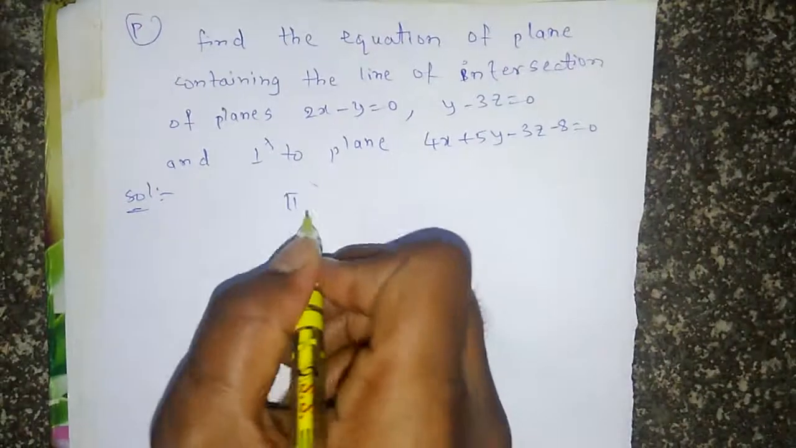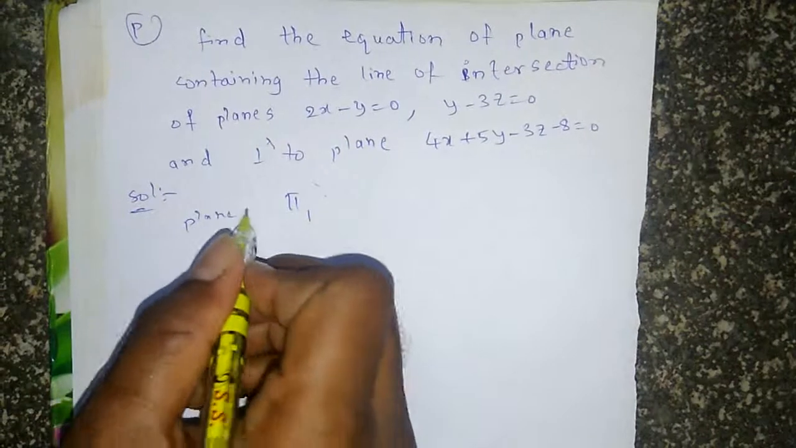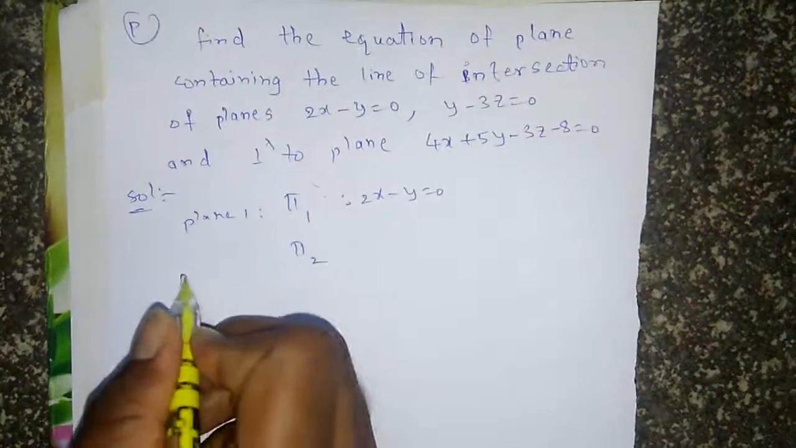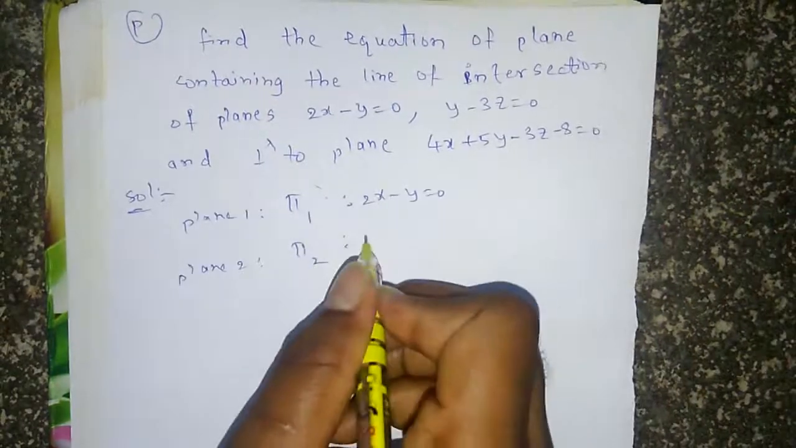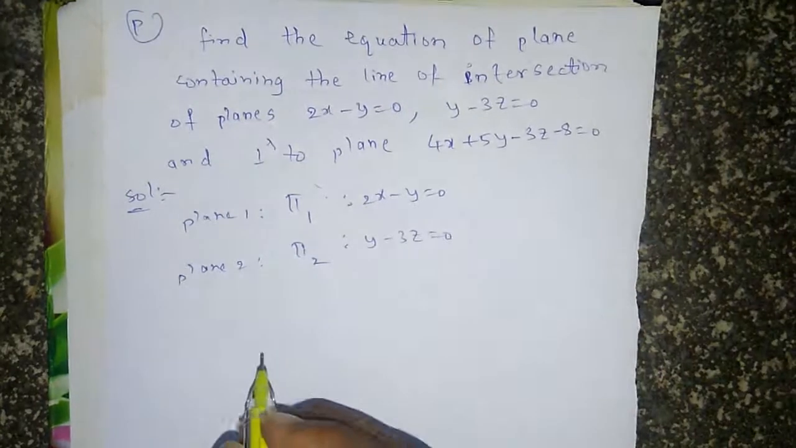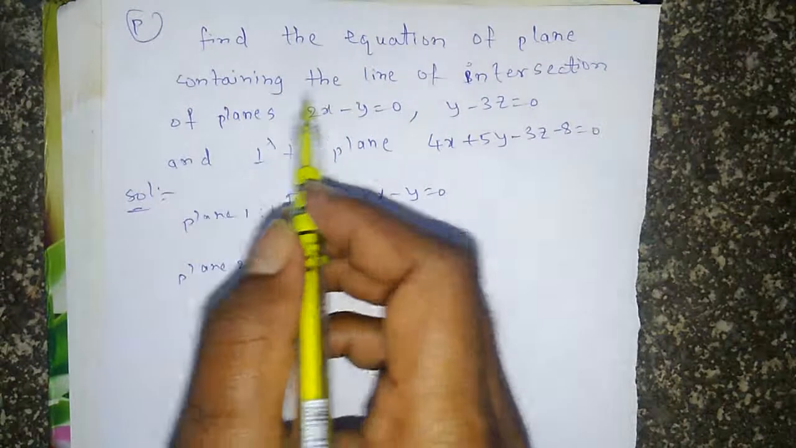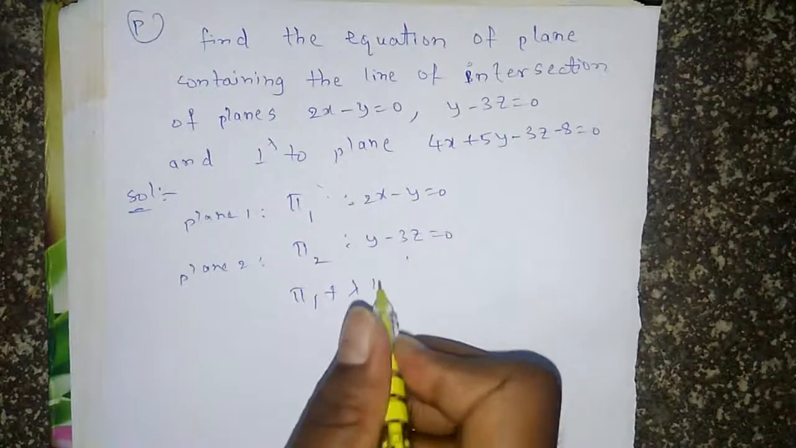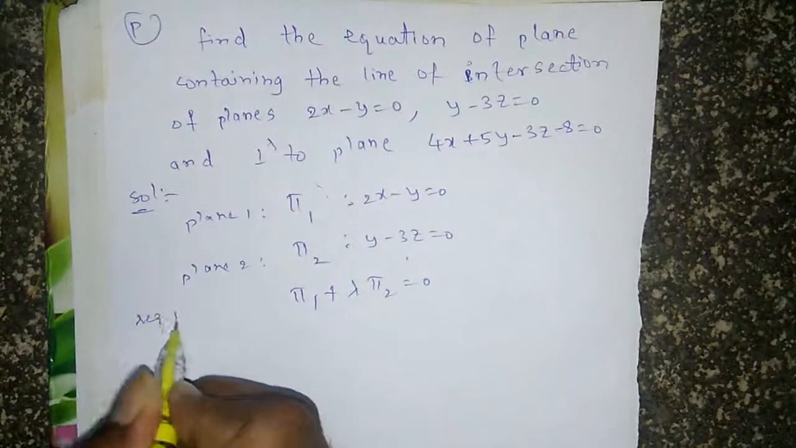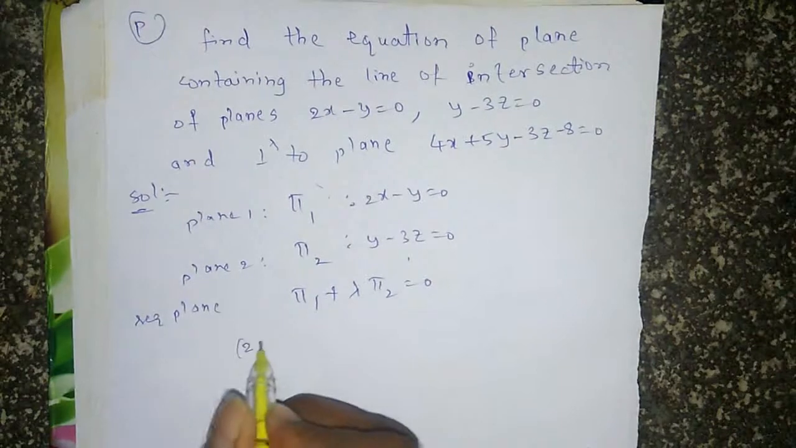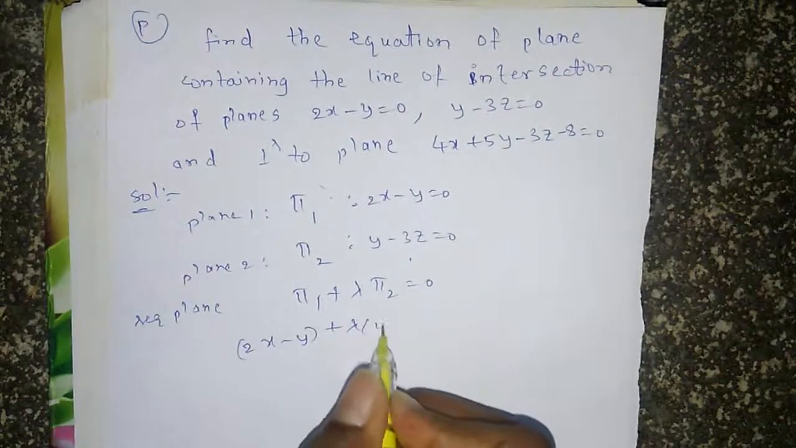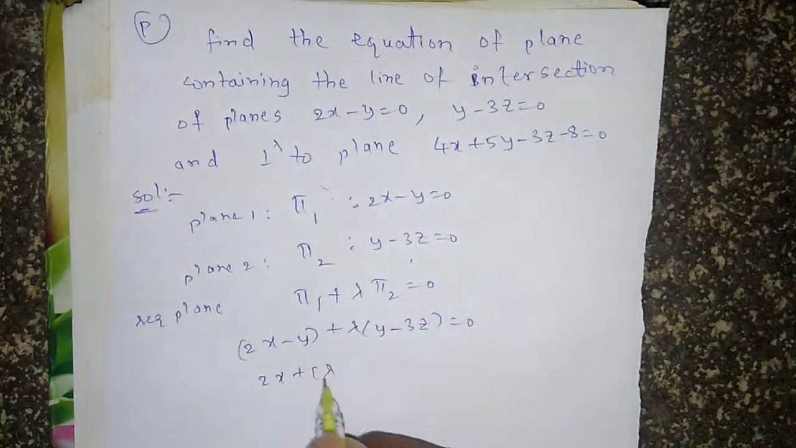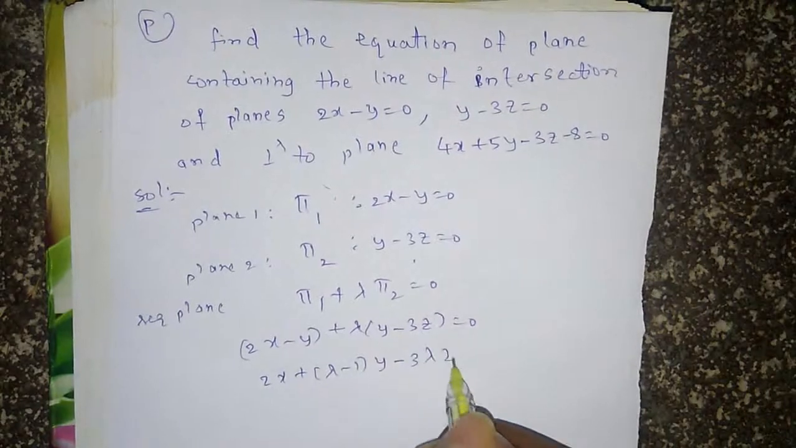So here, given plane 1, assume it is pi 1, is 2x minus y is equal to 0, and plane 2, that is pi 2, is y minus 3z is equal to 0. Now the equation of a plane passing through the line of intersection of these two will be pi 1 plus lambda pi 2 is equal to 0. The required plane will be 2x minus y plus lambda into y minus 3z is equal to 0. This is 2x plus lambda minus 1 into y minus 3 lambda z is equal to 0.